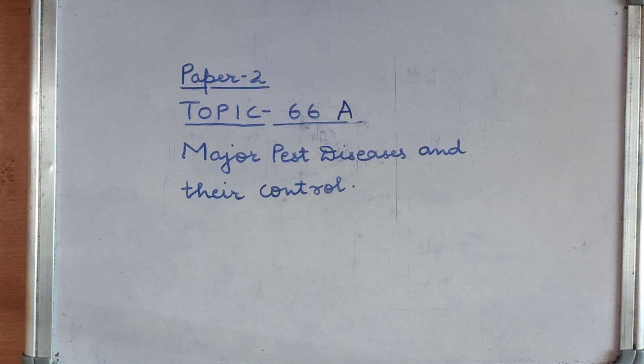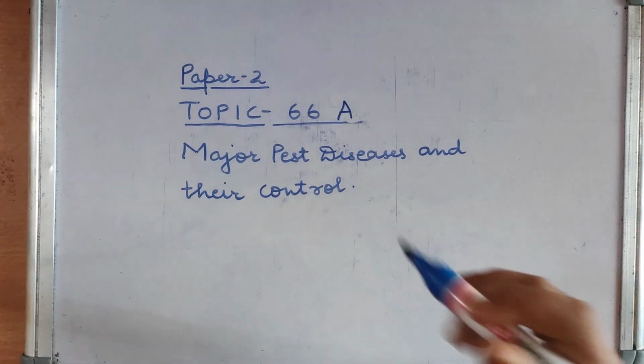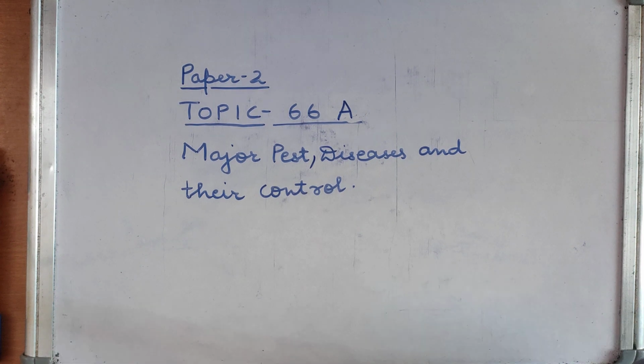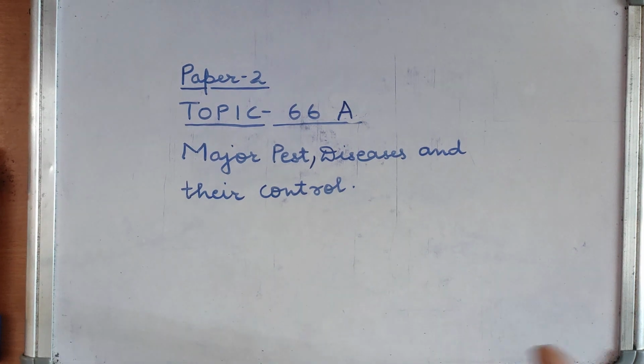So today we are going to do topic 66 of paper 2. Here we will be discussing major pests, diseases and their control. So major pest disease of various fruit crops, trees, agricultural crops and their control. As there are many pests and diseases we need to cover which are important, so we will divide these in parts, and I think in around 5 to 6 parts we will cover every pest and disease, and we will try to cover around 3-4 per day.